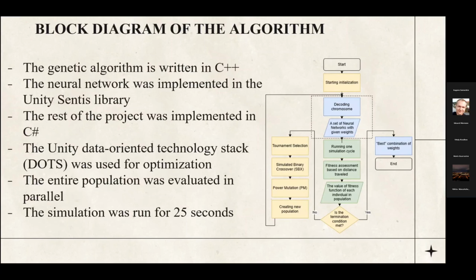The genetic algorithm was written in C++. The neural network was implemented using the Unity Sentis library. The rest of the project was written in C#. To optimize the project, it was developed using the Unity data-oriented technology stack, and population evolution was conducted in parallel, and one simulation cycle lasted 25 seconds.